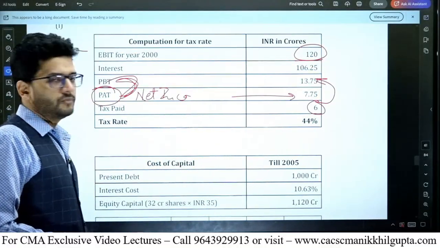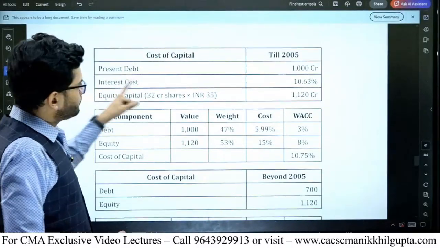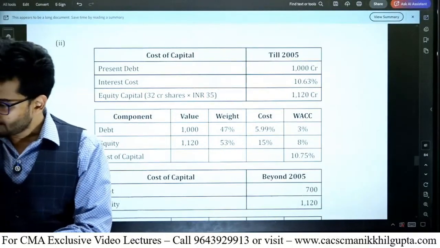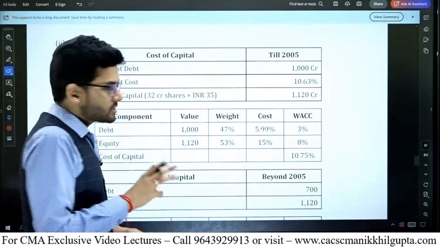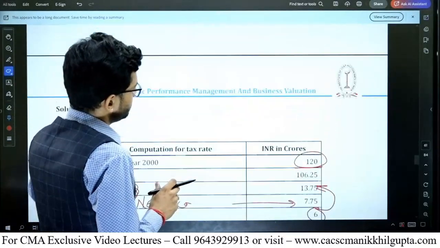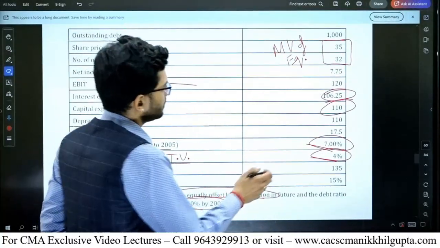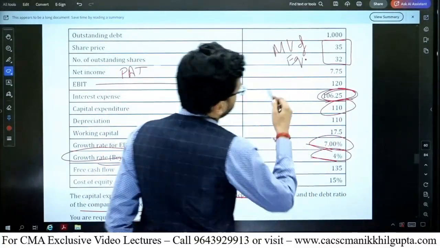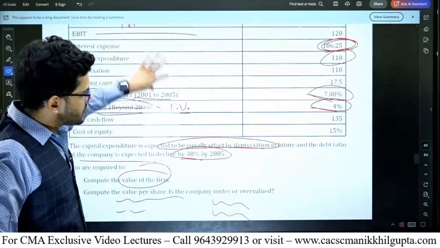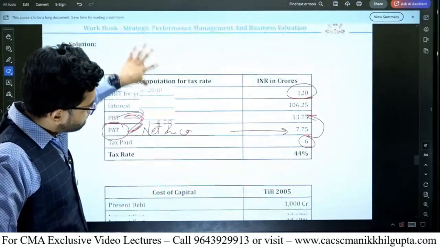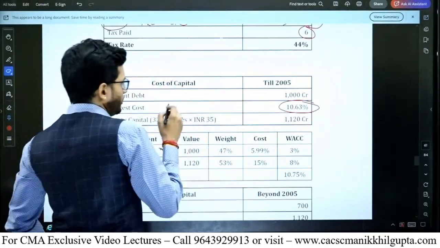44% is the tax rate. Okay, so the tax rate we need to compute. Now, the present debt is 1000 crores, which is already given in the question. Now, interest cost in terms of percentage: we don't know the exact percentage, but we know the numbers. So 106.25 divided by 1000 is the interest rate.